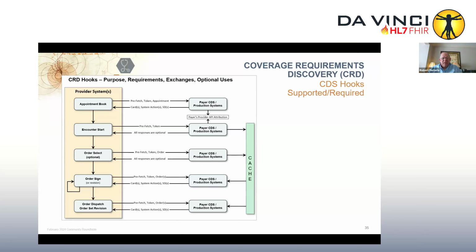And then finally, there are situations where we will not have all the information that's necessary at order sign time to make decisions. And so what we do is support something called order dispatch or order set revision. And what that does is allow us, at a later point in the clinical workflow process, for example, it may be the back office that decides or helps the patient decide which provider they're going to see or when they're going to see them.